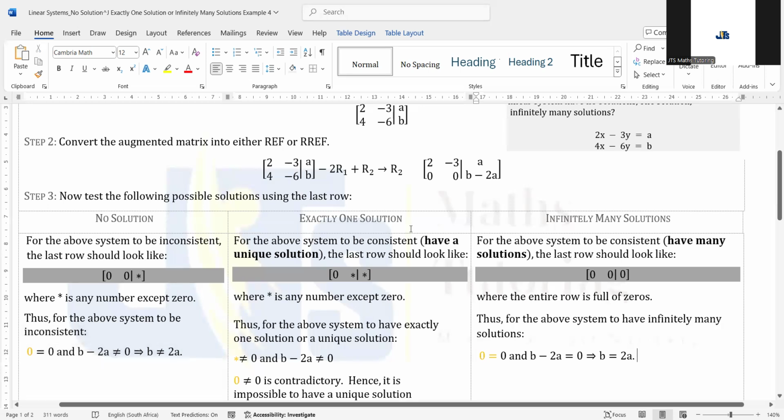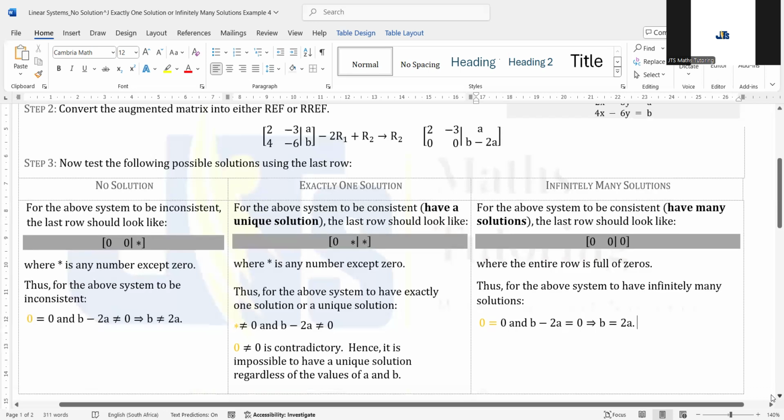All right, what about for it to have exactly one solution? The last row is supposed to look like this, of which when you're coming to this, you're actually having a 0 here, which means 0 is equal to 0, but here we are having a contradiction. So we conclude that it is actually impossible for us to have a unique solution here, regardless of the values of A and B.